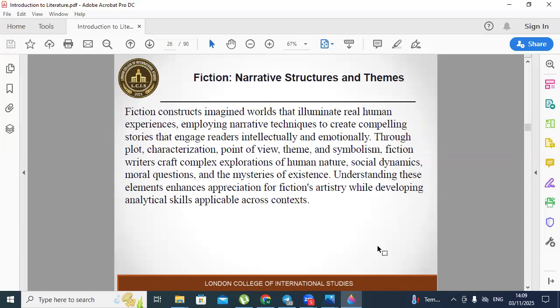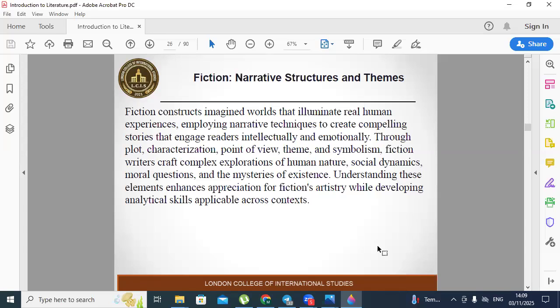Fiction: narrative structures and themes. Now let's turn to fiction. Fiction constructs imagined worlds that illuminate real human experiences, employing narrative techniques to create compelling stories that engage readers intellectually and emotionally.